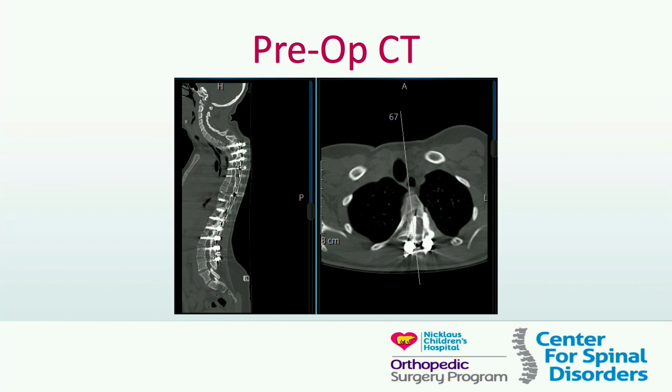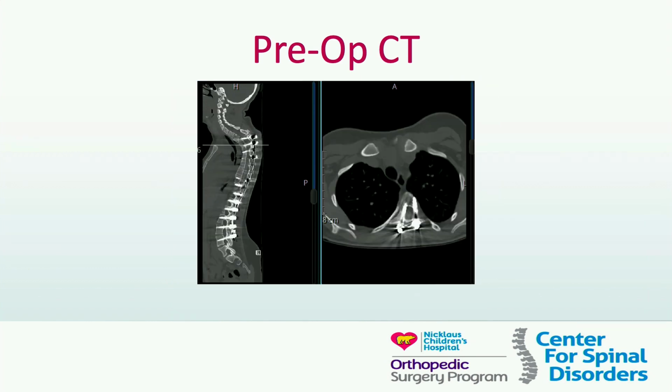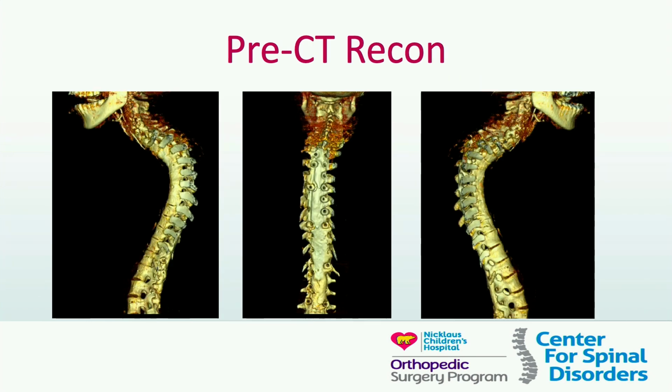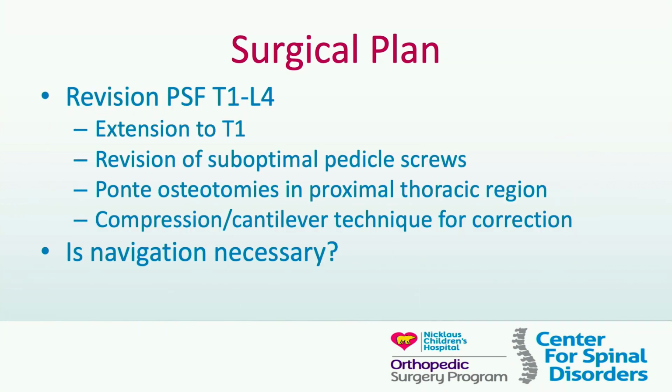We get a CT scan, and we start to see that even the hardware in the proximal construct is suboptimal, with these screws that have migrated into the canal, and that's at several levels up at the top. And then when we look at the recon, we see that this deformity is relatively rigid here on that CT recon. So what's the plan here?